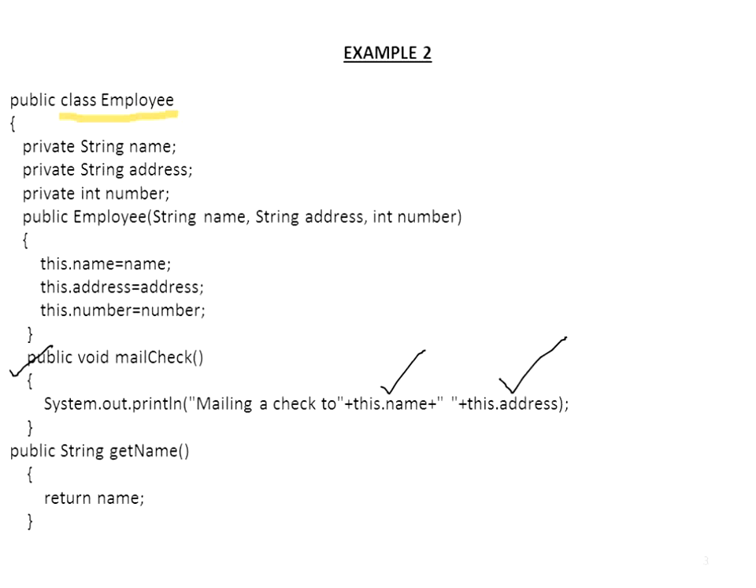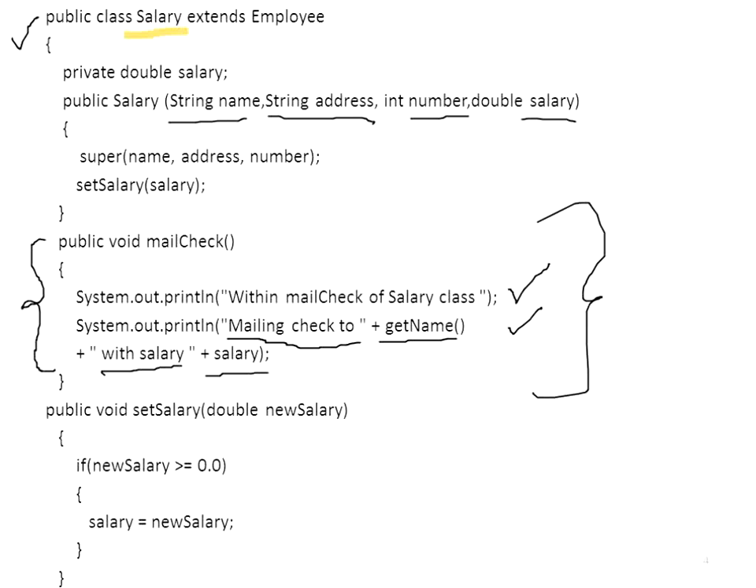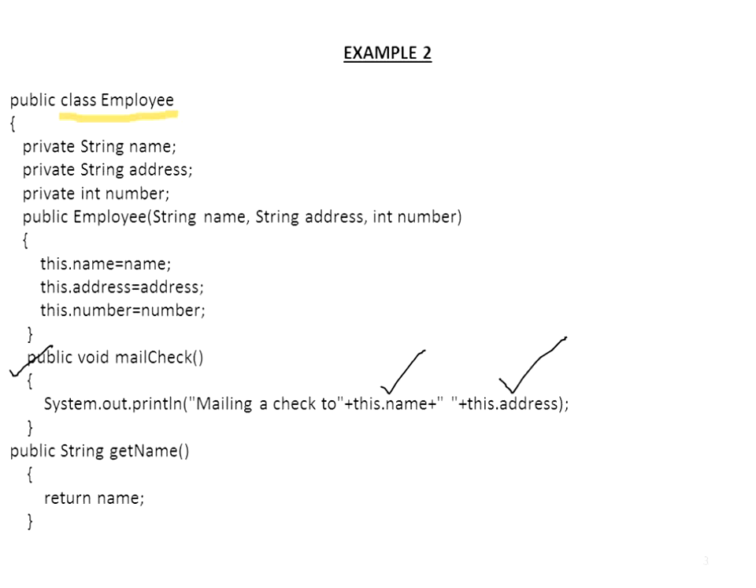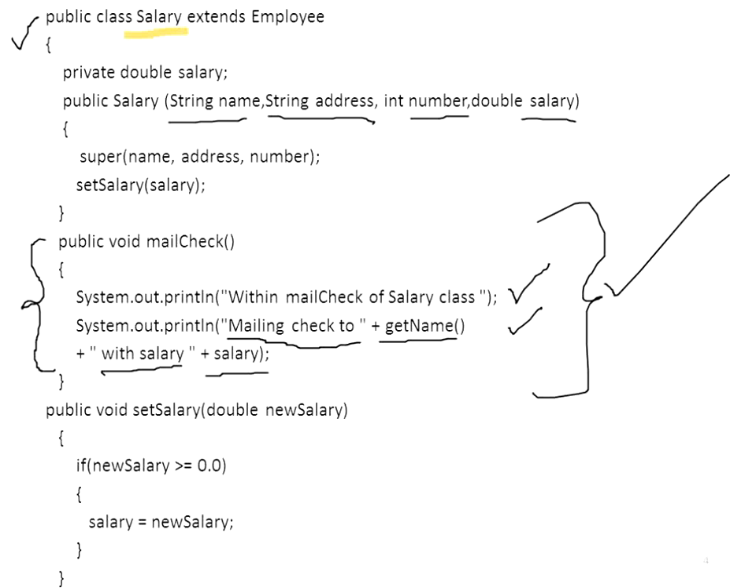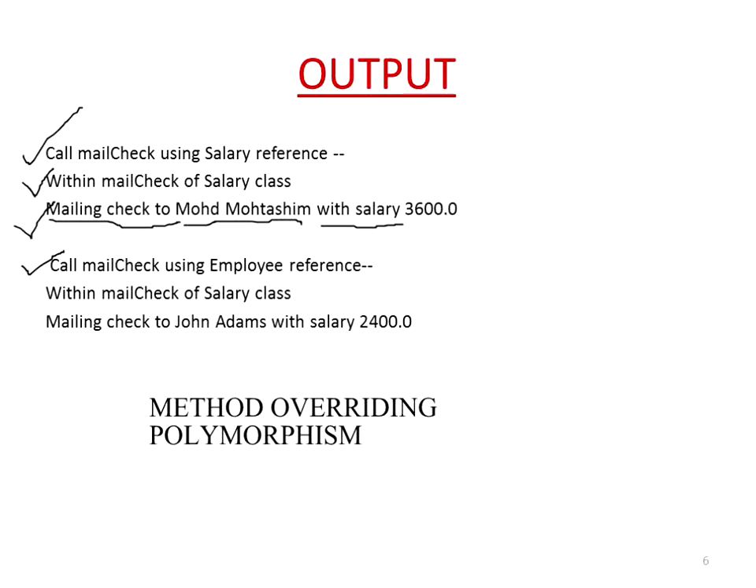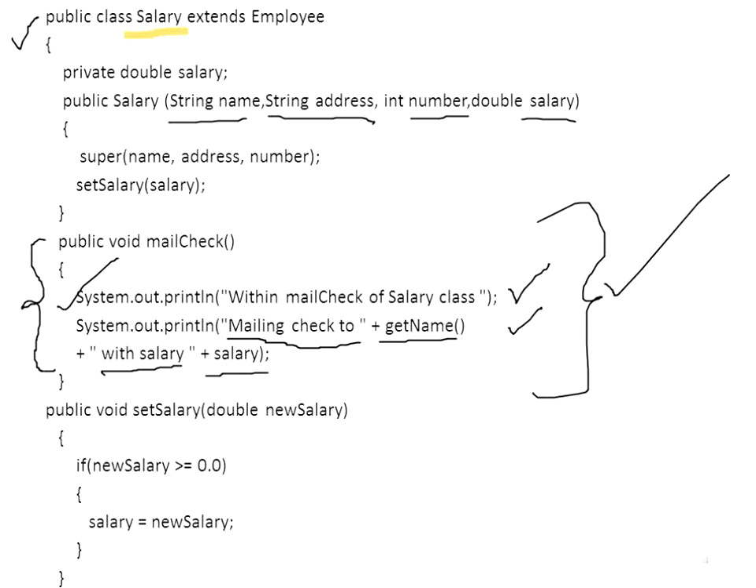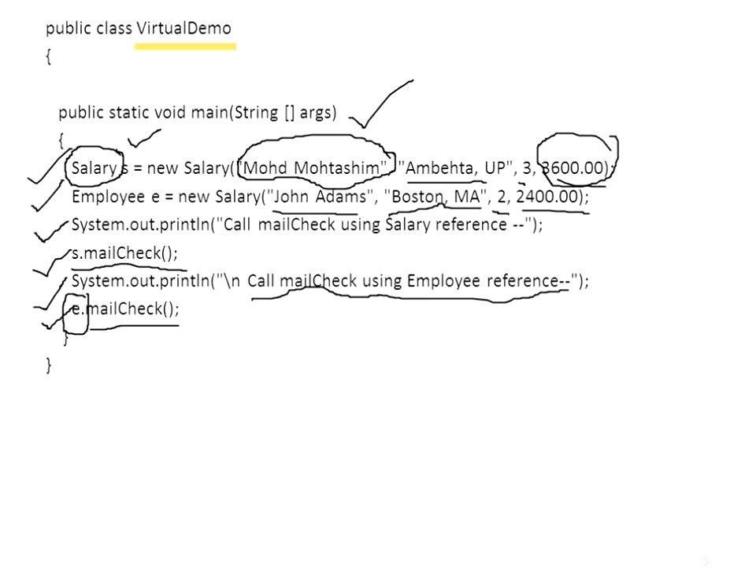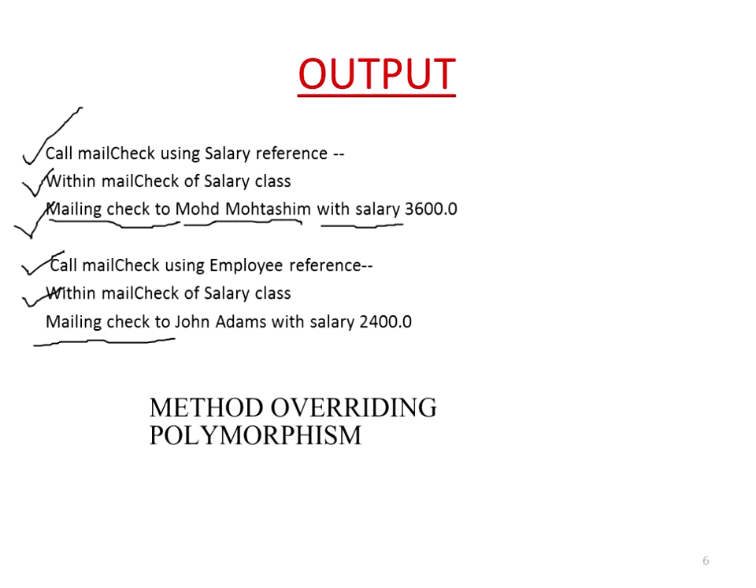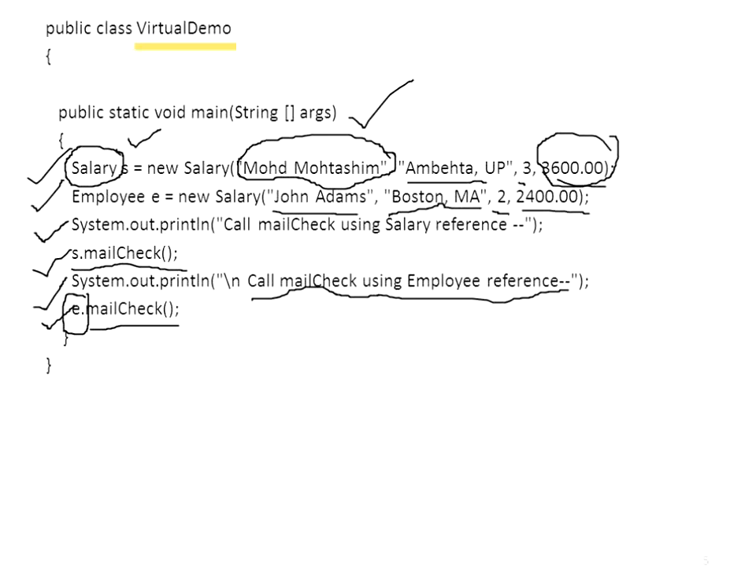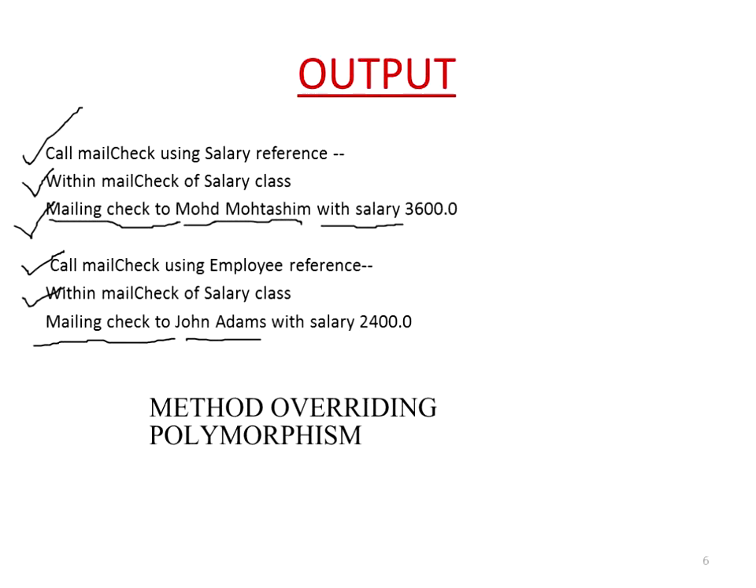So what will happen? This method is overridden by the method of the child class, salary. So instead of calling the method of the parent class, the method of the child class will be called. So the output will be within mail check of salary class, and then mailing check to, then name. So the name in the employee class is John Adams. John Adams will be printed.